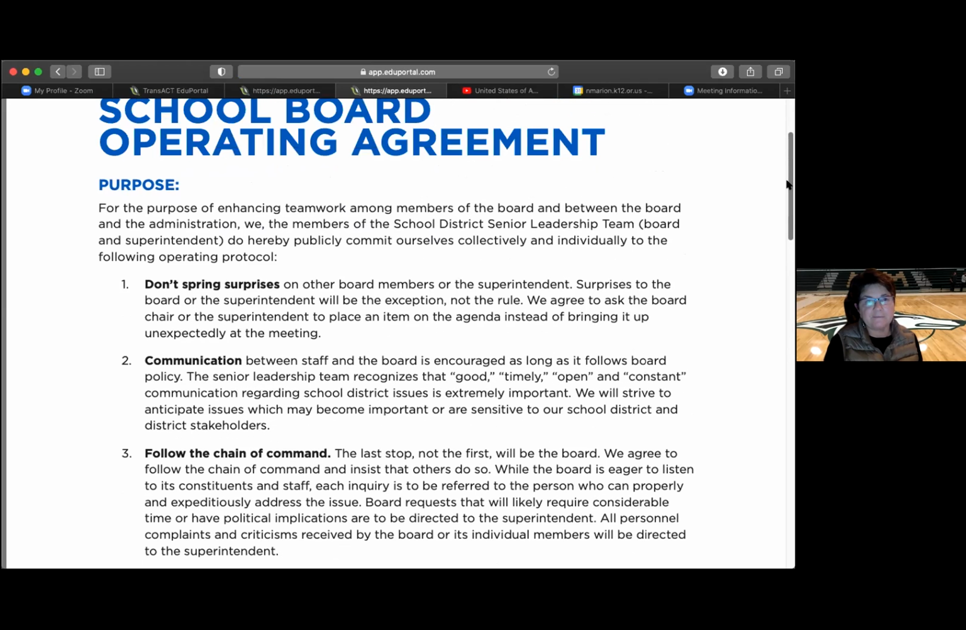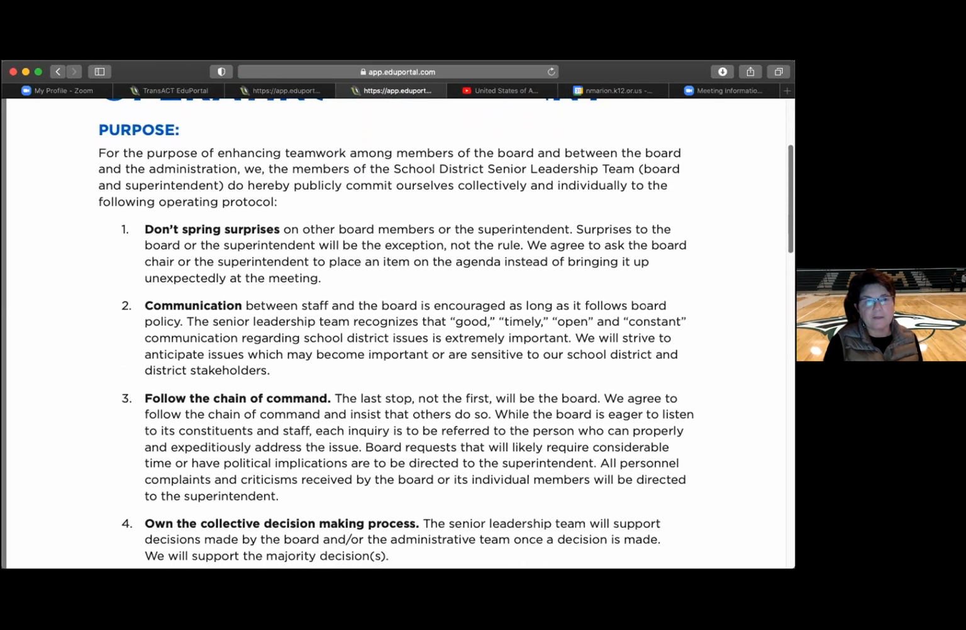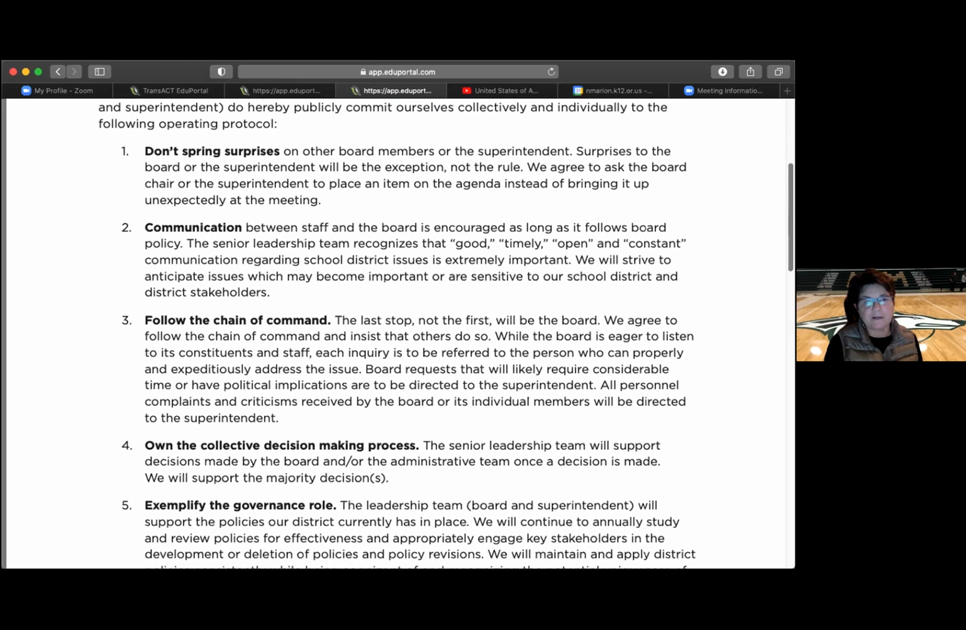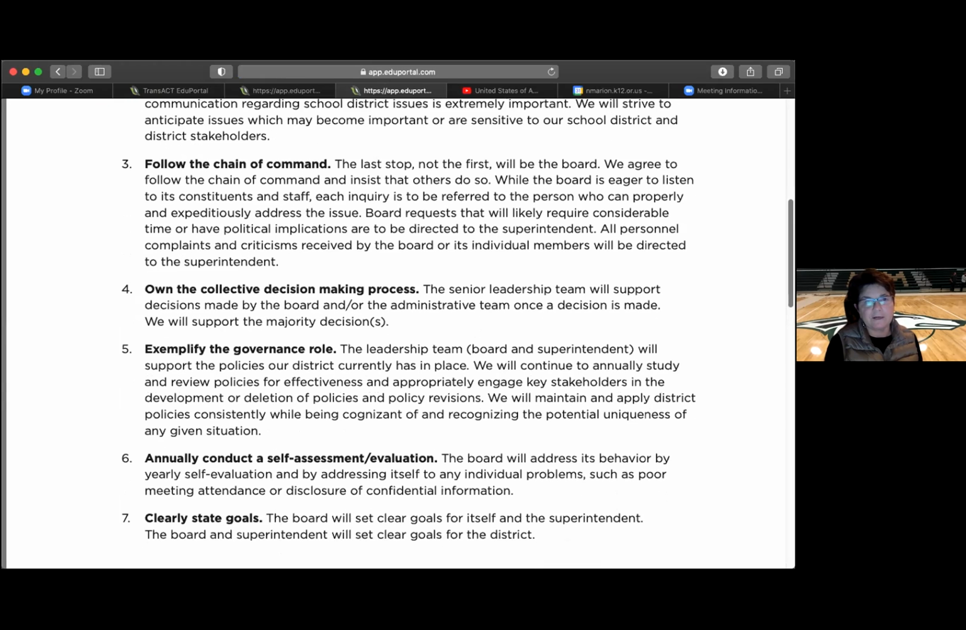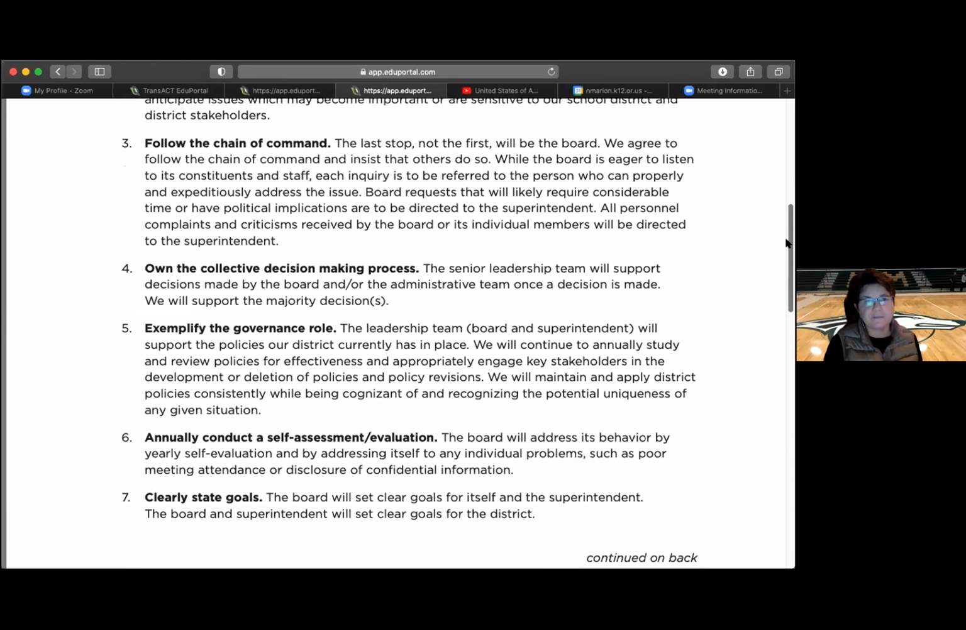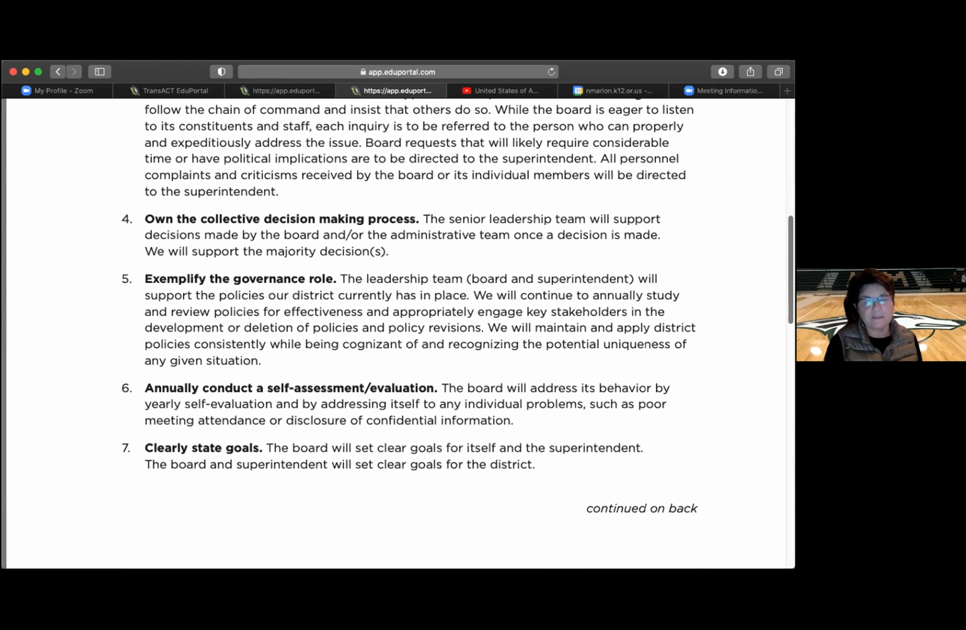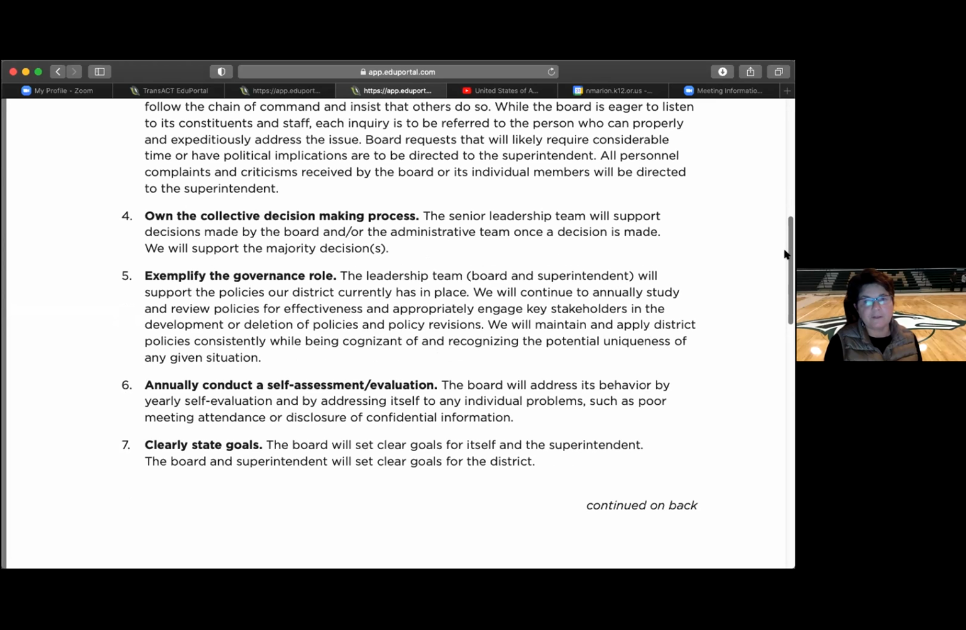And this operating agreement kind of has some guidelines about what makes effective board work, what kinds of procedures make the best boards complete the most work in a year.